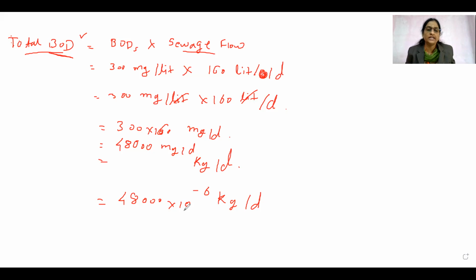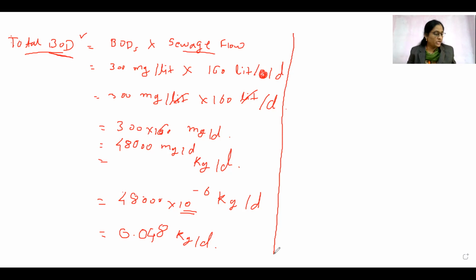Agree that 10 raised to 6 factor application? Or otherwise, in simple form, I can write 0.048 kg per day. Right? It is 10 raised to -6. So 1, 2, 3, 4, 5, and this 0 is 10 raised to -6. So it becomes 0.048 kg per day. So this is the total BOD.